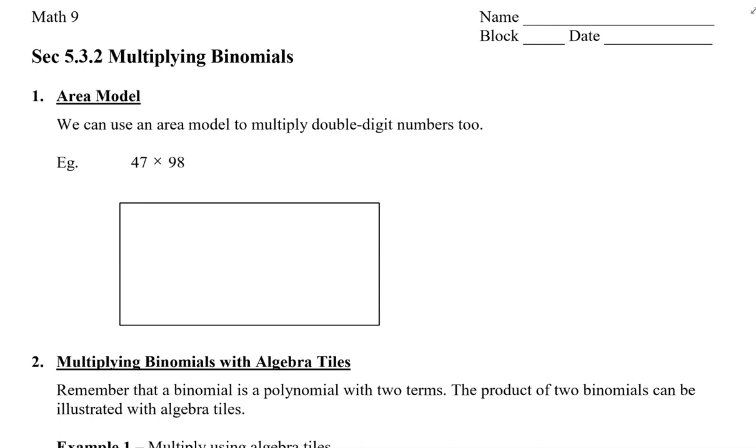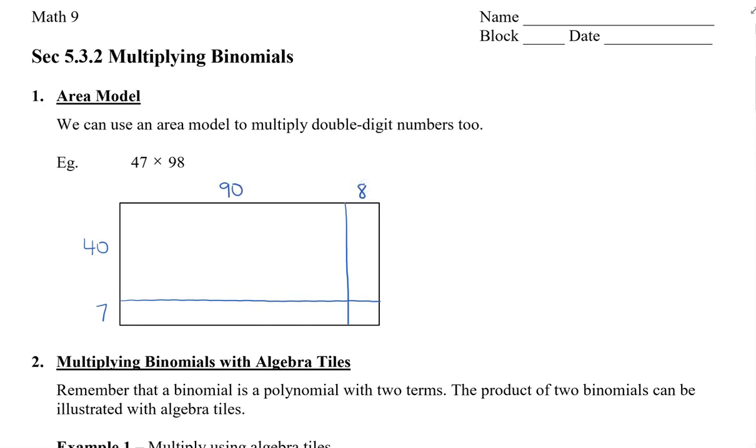To introduce you to this, let's review how to multiply two-digit numbers with an area model. So here I have the question 47 times 98. What I'm going to do is place 47 and 98 on this rectangle. But I'm going to split up 47 into 40 and 7. So I have 40 as a longer length and 7, which will represent the width. I'm going to do the same thing with 98. I'm going to split it up into 90 and 8.